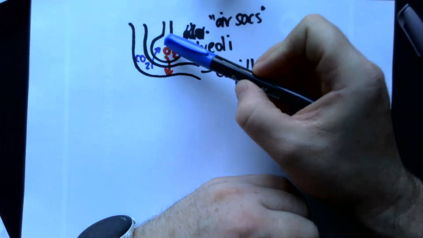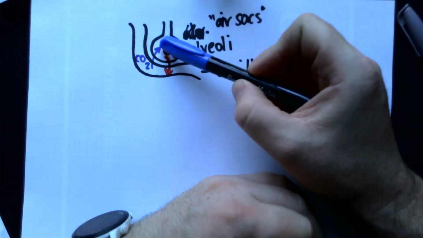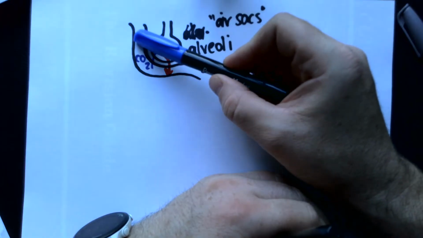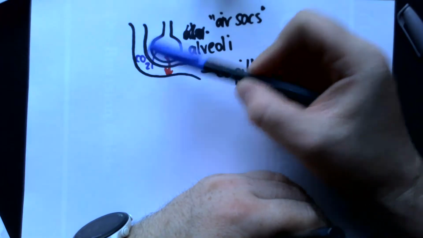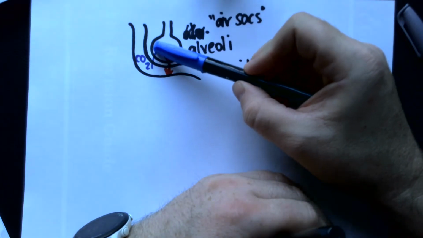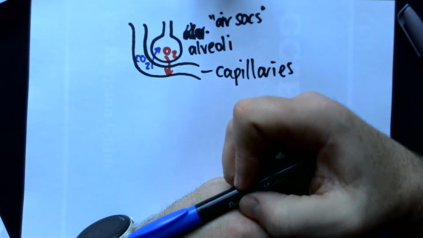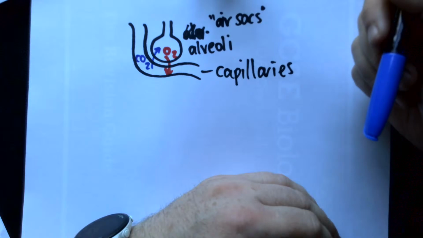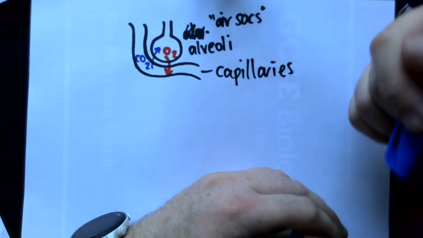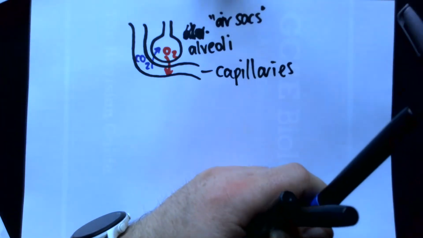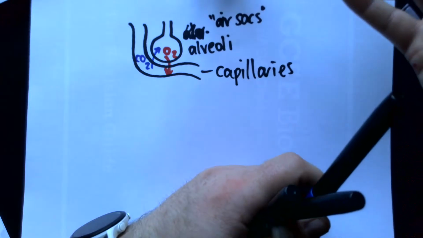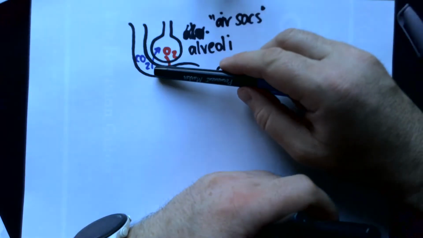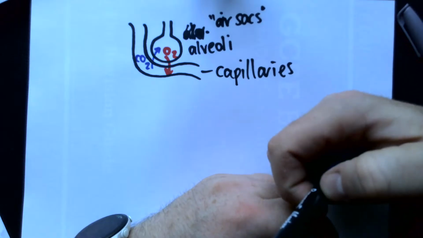Equally, there's less CO2 in the air sacs, in the air that you breathe in, and a higher concentration in the blood. So CO2 will naturally diffuse across this gap and into the air sacs. And we breathe out air. Now, we breathe in air which is about 20% oxygen. We breathe out about 16% oxygen. We don't use up all that much, but we breathe out certainly more CO2 than we breathe in.